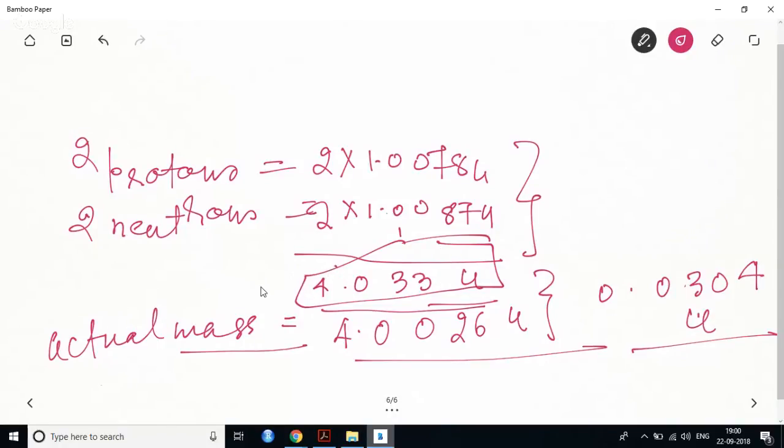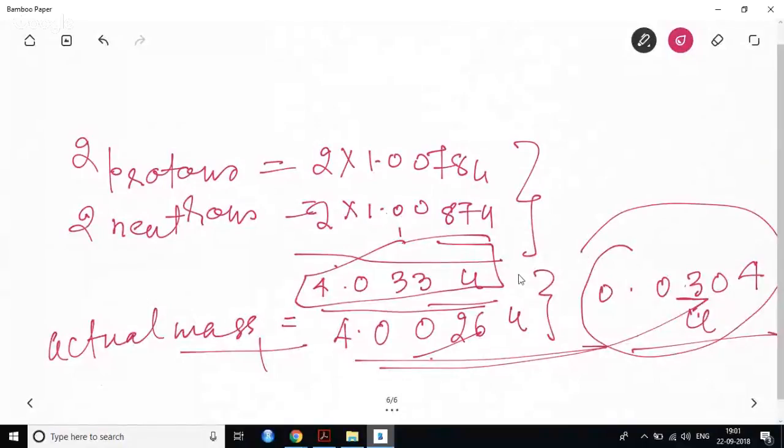actual mass or atomic mass, but the atomic mass or the actual mass is 4.0026, and this amount of mass is lost. This amount of mass which is lost is known as mass defect. So mass defect is nothing but difference between the sum of individual mass of the constituents of the nucleus. So whatever is the individual mass, sum of individual mass of constituent of the nucleus, which is proton and neutron.